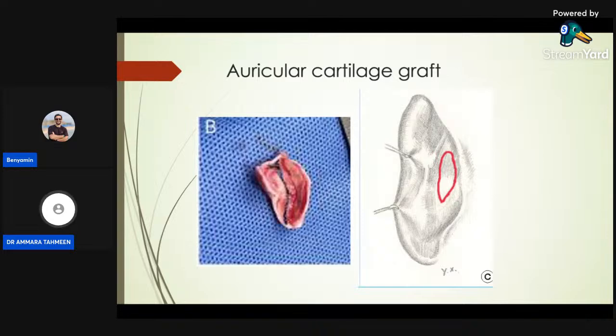But again, it is technique sensitive, and it has donor site morbidity. The problem is that the patient will have to deal with two wounds, one extraorally and the other intraorally. So hence we should opt more for local flaps as much as possible, unless and until they are contraindicated.